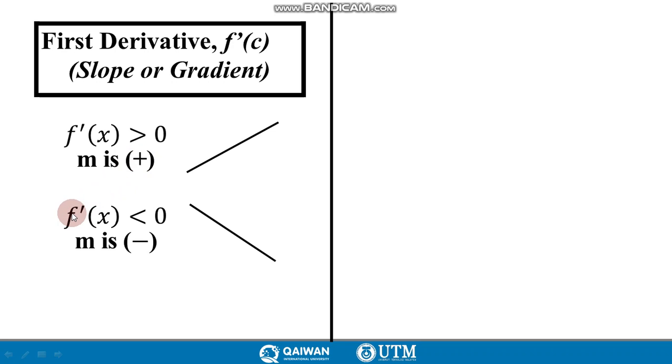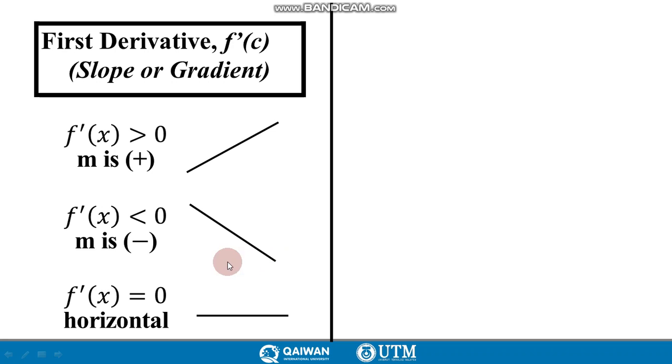And if the first derivative of the function is less than 0, then the gradient or slope is negative and the graph is like this. It's decreasing. And if the derivative of the function is 0, then it's horizontal, and the gradient or slope is 0.